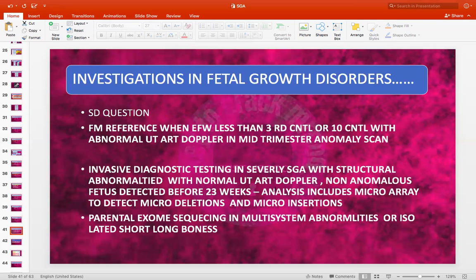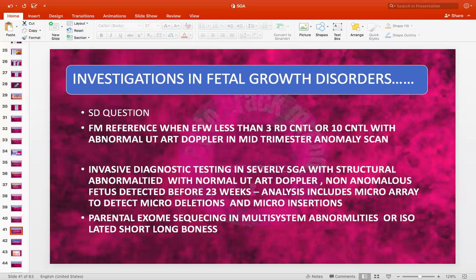That is before 23 weeks. Then we always offer microarray, to detect if there is any microdeletion or microduplication. For that, we perform microarray. So we offer microarray through some invasive testing.